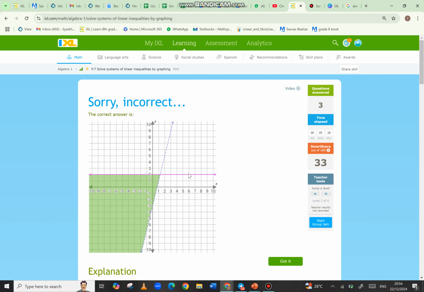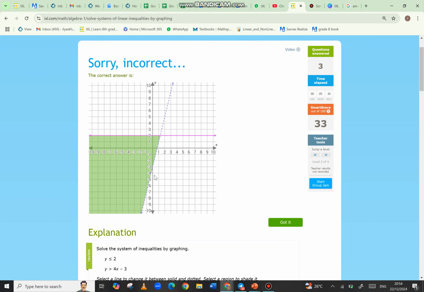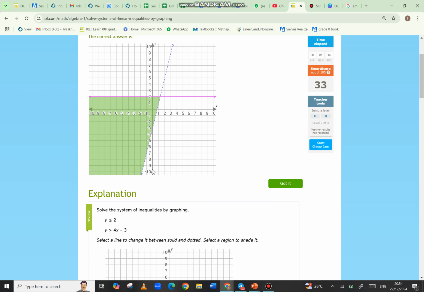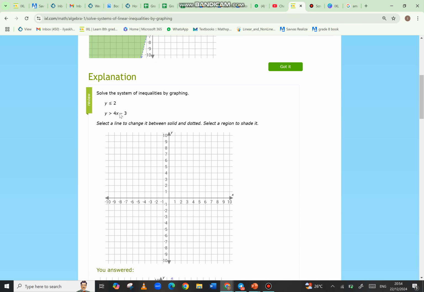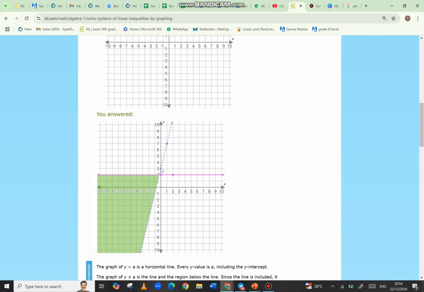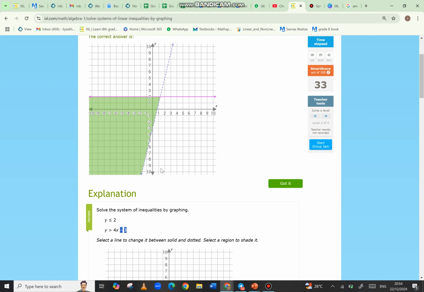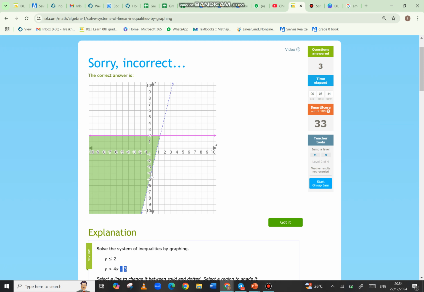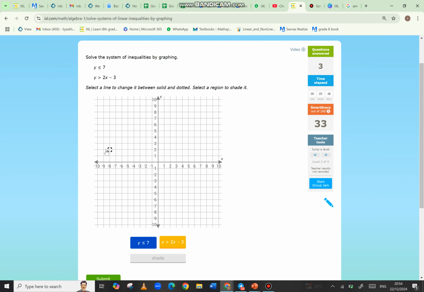Correct? Incorrect. The correct answer is, see where I've gone wrong? Minus 3. I've put it in as positive 3. Textbook error. A textbook error. Let's make up for that mistake. Y is 7.